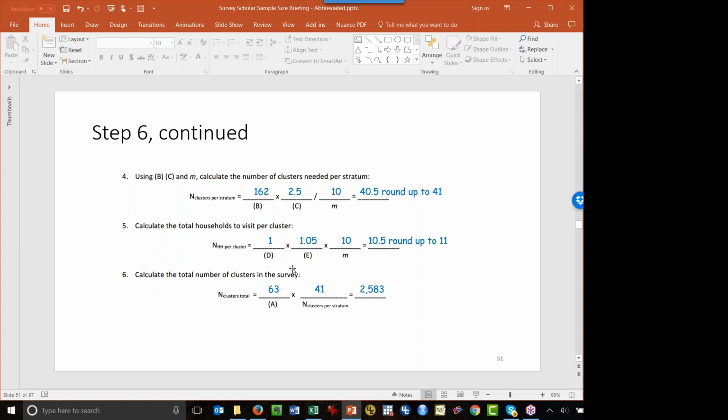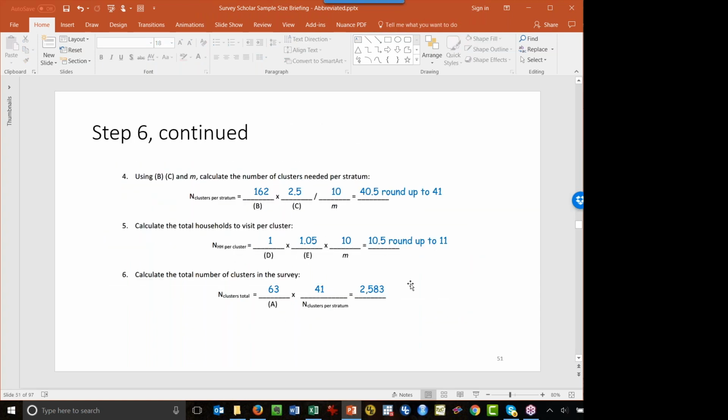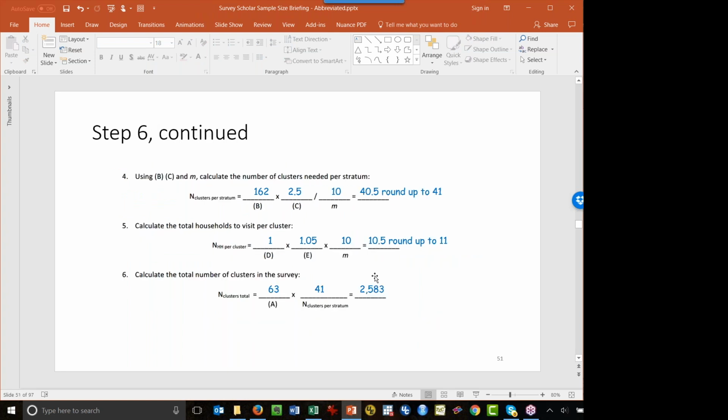And then how many clusters in the survey? This is very important for costing and planning. How many places are we going to have to send survey teams? In this case, it would be 2,583 clusters. There's a certain cost to sending a team to a cluster, and so this is one of the cost drivers. So these 6 numbers are the numbers that we would pass forward to the logistics and budgeting team. This is the output. This is the result of the sample size calculation, these 6 numbers.